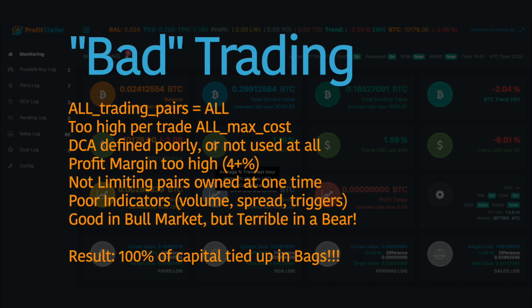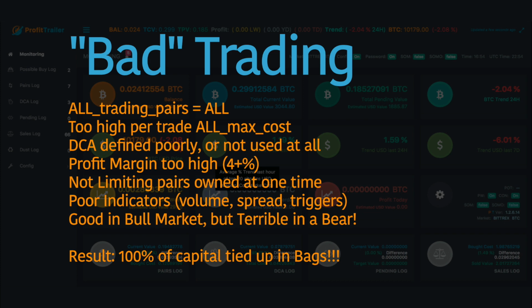You don't have a max on the trading pairs. There's a setting for max trading pairs, and you don't limit that. So it may have 4 pairs that it's purchased sitting in the pairs log or in the DCA log, or it may have 25 pairs that it's purchased. So typically you want to limit how many you buy at any one time. You don't want to be holding on to too many coins that chew up your balance and stop you from earning a profit at any one time.